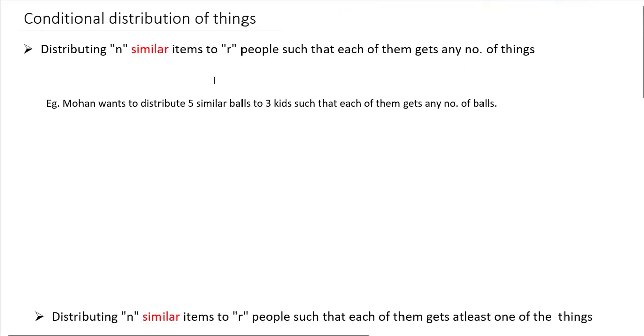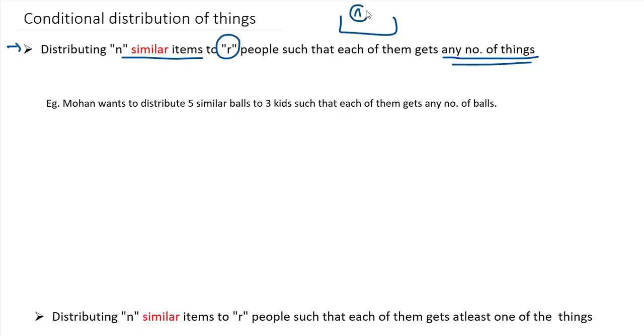Let us now understand the concept of conditional distribution of things. In the first case, we need to distribute n similar items to r people such that each of them gets any number of things. So there are n items in a group, they are all similar, and we need to distribute items from this group to our people. These people can get any number of things. They can get 0 things, 1 thing, 2 things, or all n things. So how is it to be done? Let us take an example first and understand the working behind this.